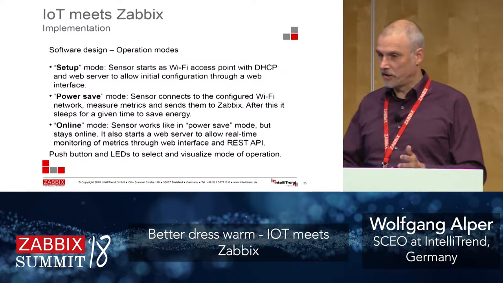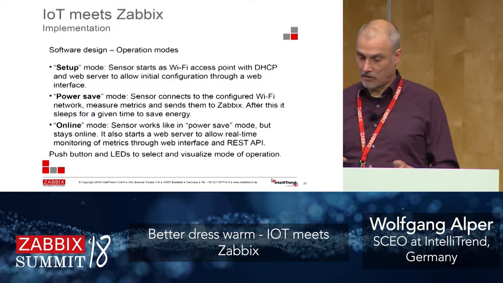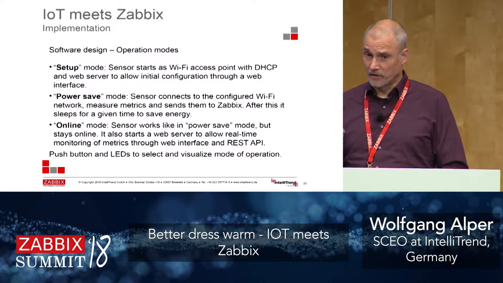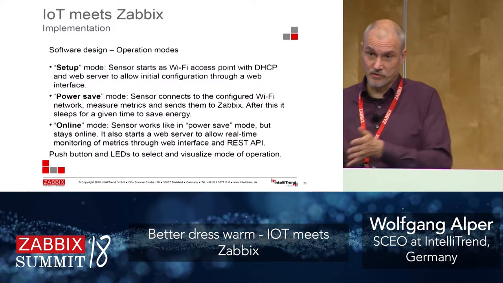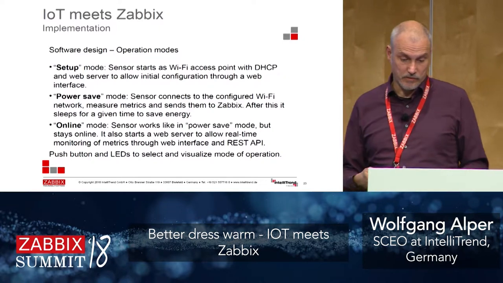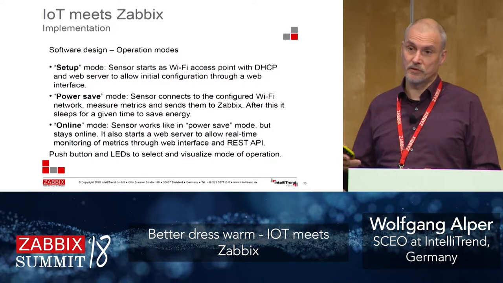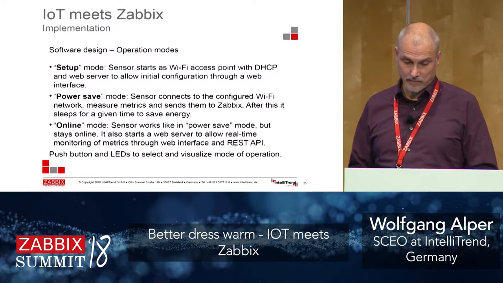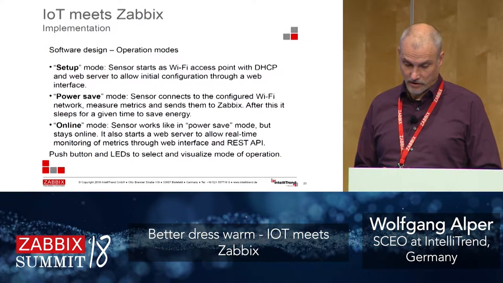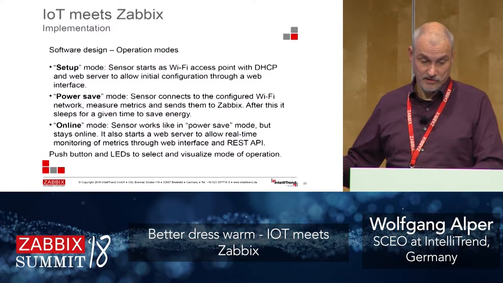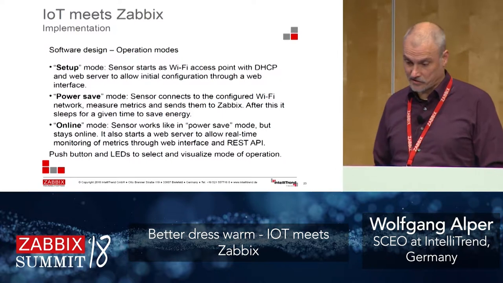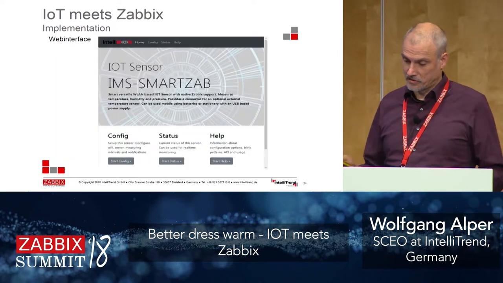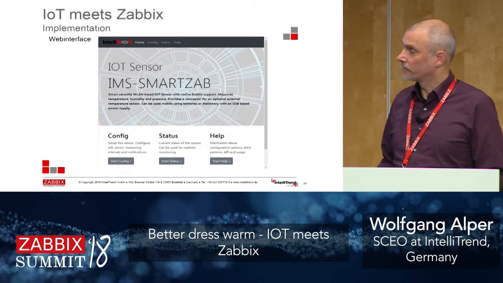It works pretty much the same as the power save mode, so the sensor will be on always, so you can always connect to the sensor. It will also start the web server, so you can get access to the data immediately, and it will provide on top of it a REST API, so you can query with third-party applications all of the metrics that are collected, and it will continually send data to Zabbix as in the power save mode. And then we have some push buttons and LEDs so you can see what's going on.